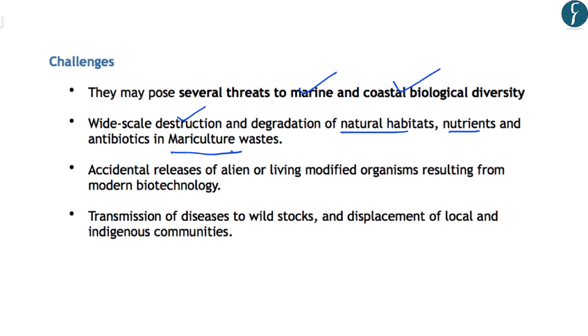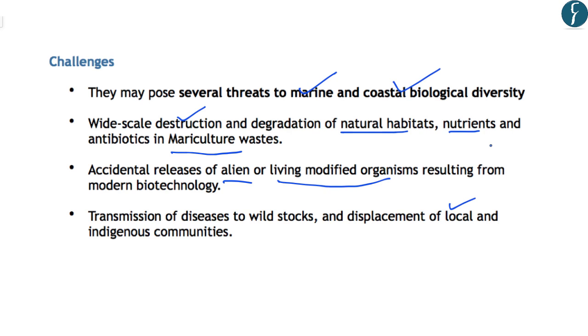Further, you should note that genetic engineering is being used in cultivation of mariculture or improving the productivity of mariculture products. And due to this, accidental release of alien or living modified organisms can result. And finally, if the mariculture is undertaken at an industrial scale, it can lead to displacement of local communities or indigenous communities rather than helping these communities.